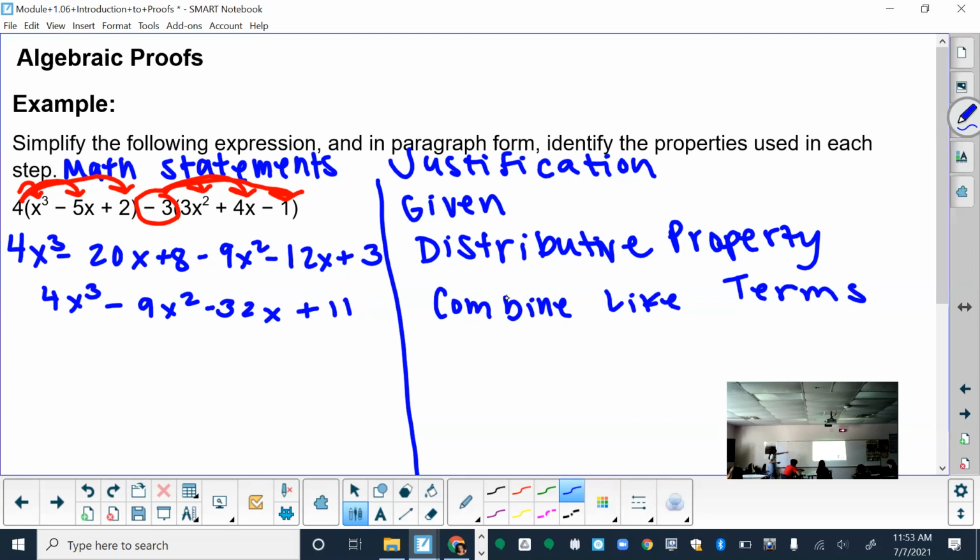Is there anything else that I can do to the left side to make it simplified? Right, you should be thinking no to yourself. So nothing more that I can simplify on the left side, so I am finished. All right, so that's the end of my proof. Questions about that?